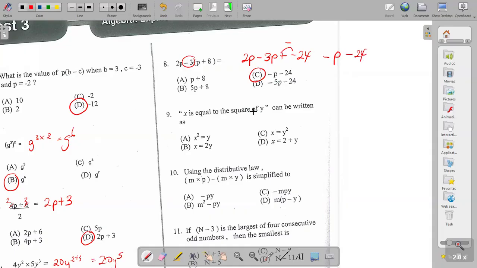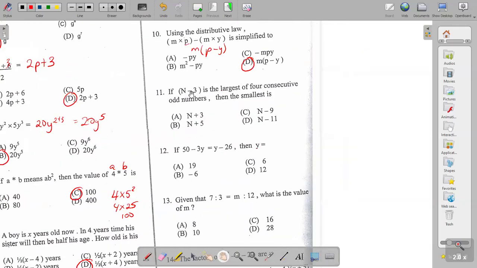X is equal to the square of y. So C, straightforward. Using the distributive law, you should know that we would just literally take out M because they have something in common. And when you take out M, we're going to be left with P minus Y. So the answer is D.